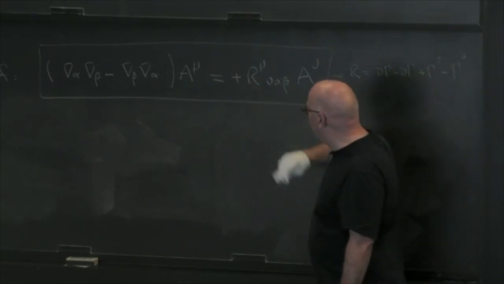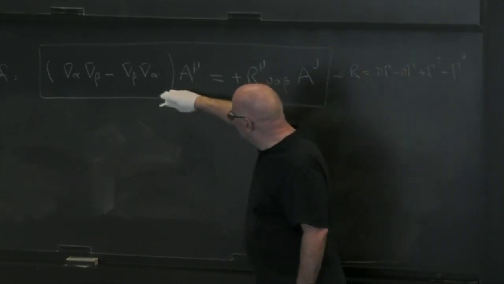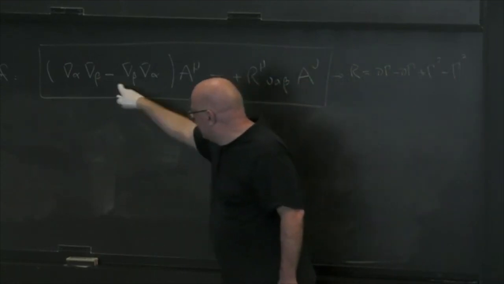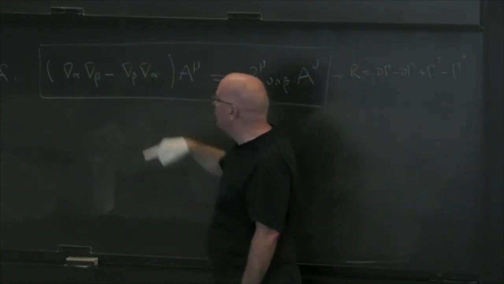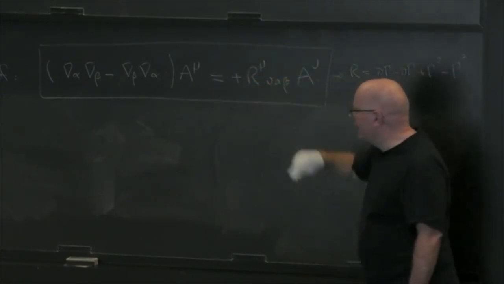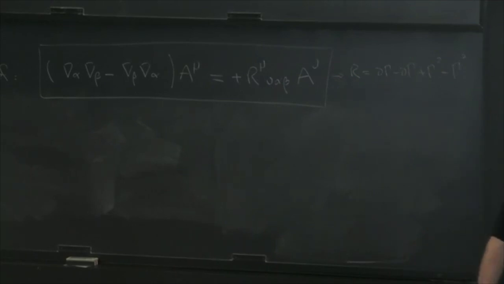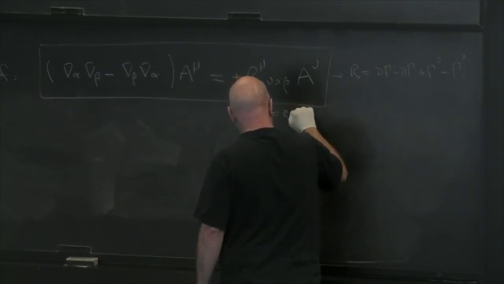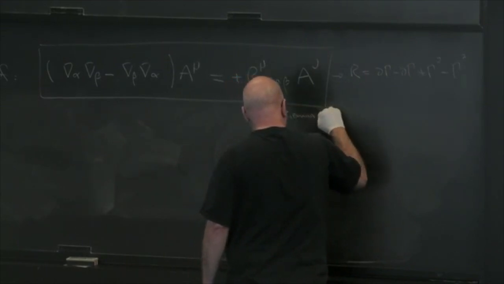But the point is that it's really defined in terms of the commutator of covariant derivatives acting on a vector, and then the object that defines is a proper tensor because everything in that equation is a proper tensor. Okay, so that's how we define the curvature tensor, and it's called the Riemann curvature tensor.